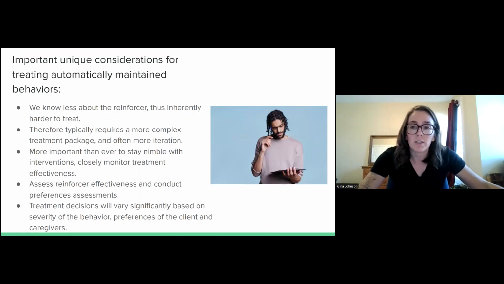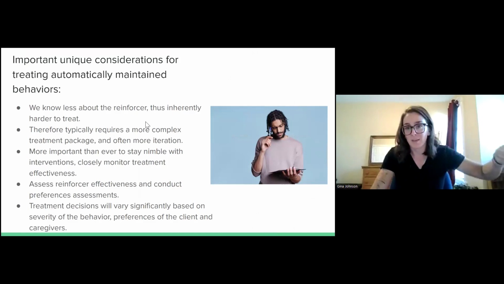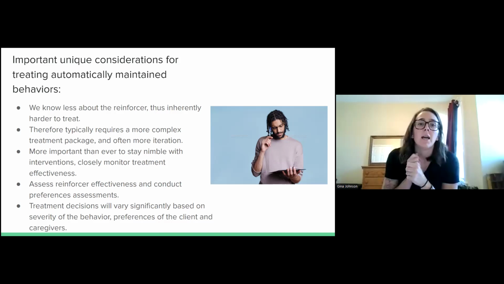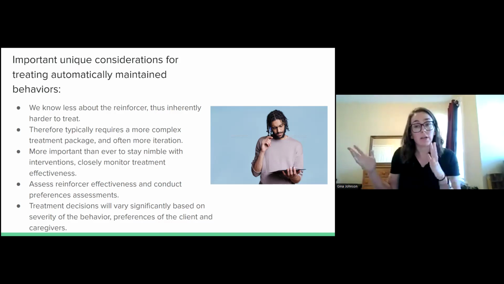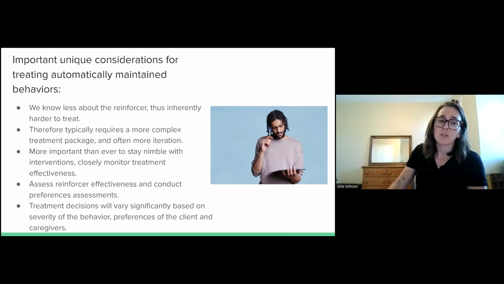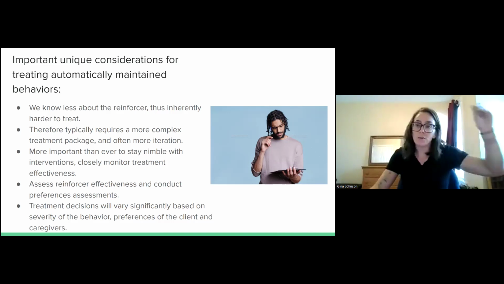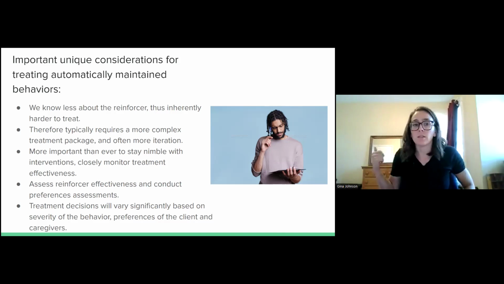Just really quickly, some important considerations. We inherently know less about the reinforcer, so these are harder to treat because of that. If we can't drill down on exactly what that reinforcer is, it's going to make it harder to treat. So these are going to require more complex treatment packages and more iteration. We're going to have to change it up and be more flexible and more nimble about our interventions. So we have to be assessing constantly, keeping up to date with our data, looking at our graphs and making those changes as we need to, adding components as needed.